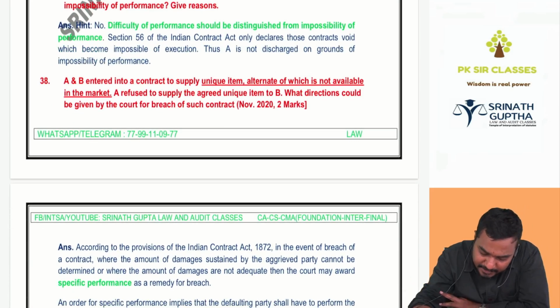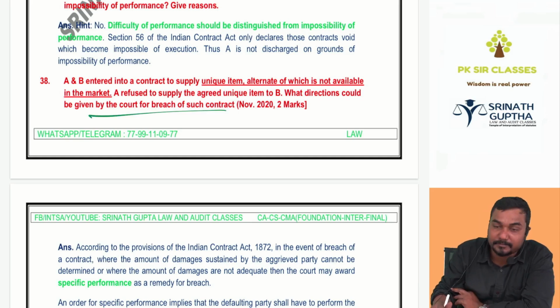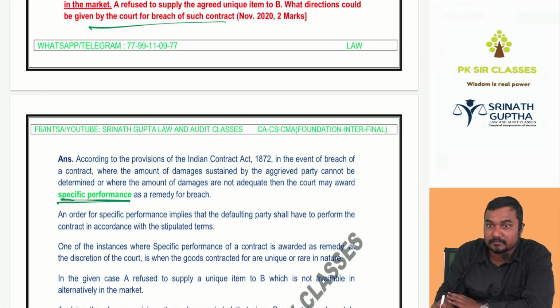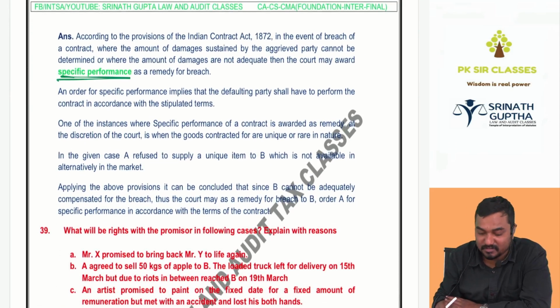A and B entered into contract to supply a unique item, an alternate of which is not available in the market. A refused to supply the agreed unique item to B. So what directions could be given by the court? Specific performance, because no alternative is available. Are you able to understand the questions?